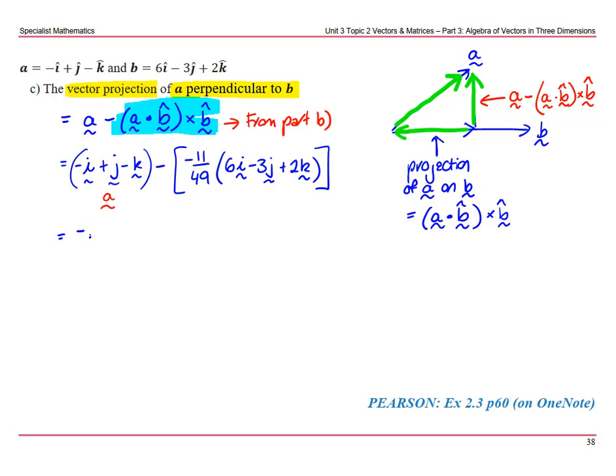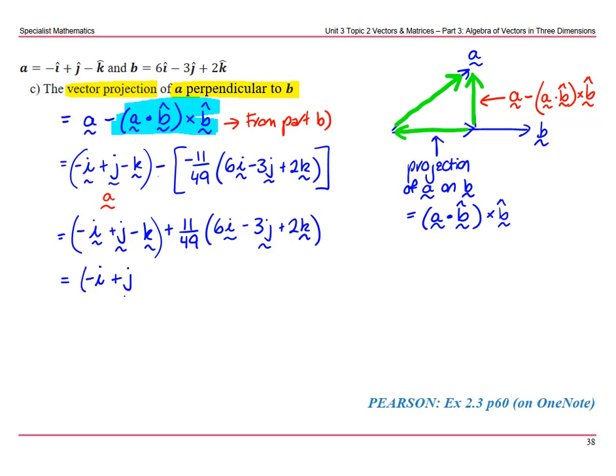So let's neaten that up a little bit. Negative i plus j minus k. The minus minus becomes a plus 11 over 49 times 6i minus 3j plus 2k. So that equals negative i plus j minus k plus 66 over 49 i minus 33 over 49 j plus 22 over 49 k.